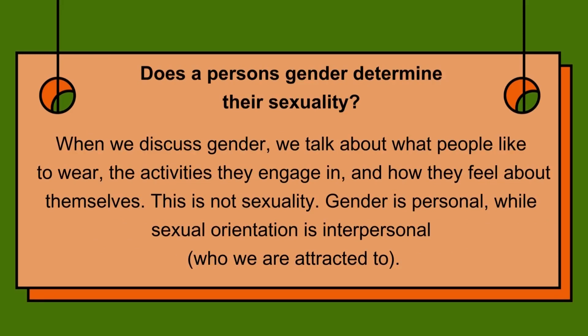For example, if a boy likes to wear dresses, does this mean he is sexually attracted to other boys? When we discuss gender, we talk about what people like to wear, the activities they engage in, and how they feel about themselves. This is not sexuality. Gender is personal, how we see ourselves, while sexual orientation is interpersonal, who we are physically, emotionally, and/or romantically attracted to.